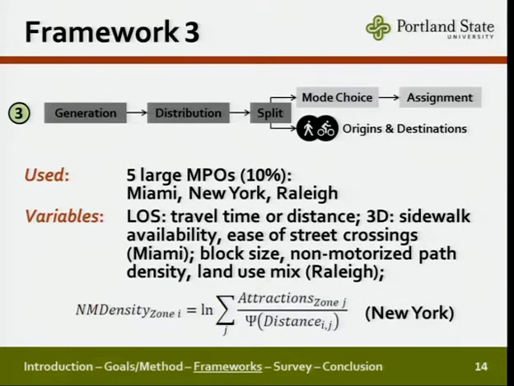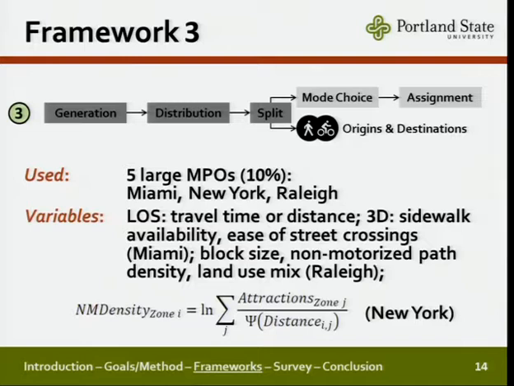So Framework 3 moves that splitting action down one step, after trip distribution. And so the difference here is that now that we know where trips are going, we can include valuable level of service information, things like travel time or trip distance, which are indicative of which travel mode people choose.